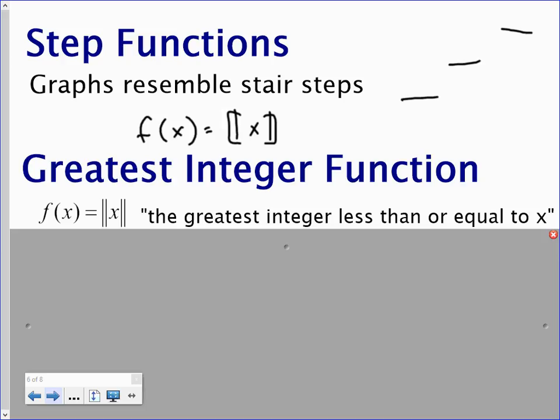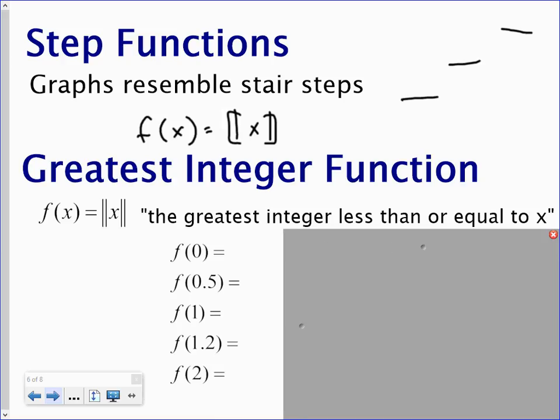I call those nice numbers. That's not a mathematical term, but aren't you always wondering, are my answers going to come out nice? What you really mean is, is my answer going to be an integer? Am I going to have a decimal or a fraction? So you can only get outputs that are integers in the greatest integer function. So we're going to do some examples of evaluating them.